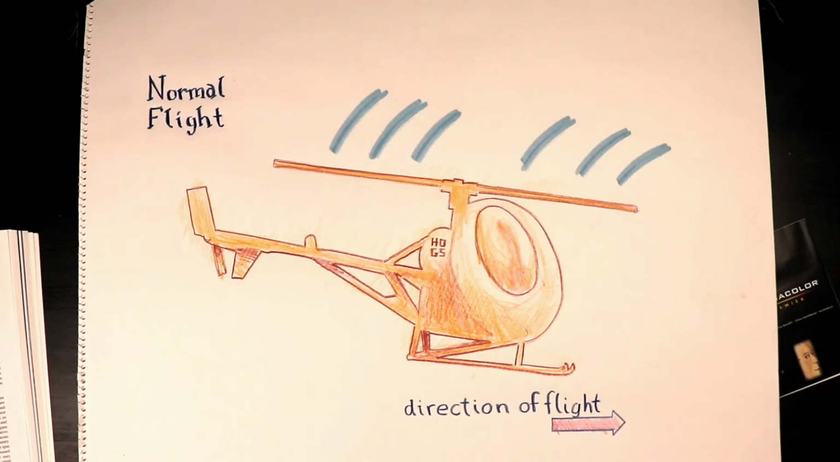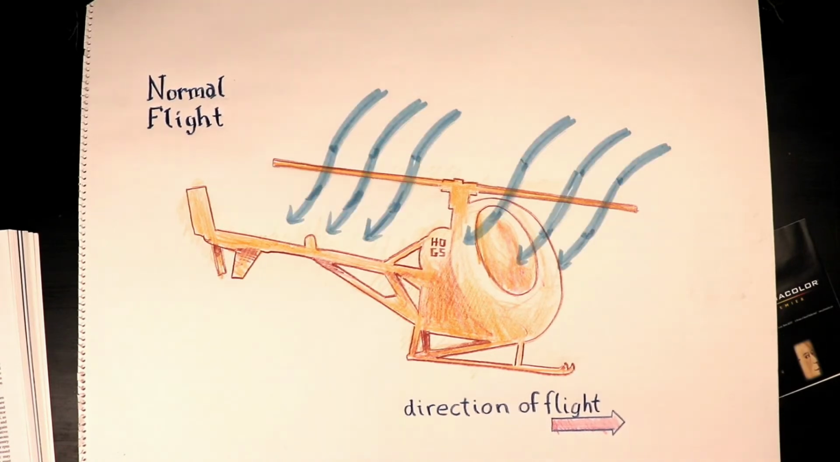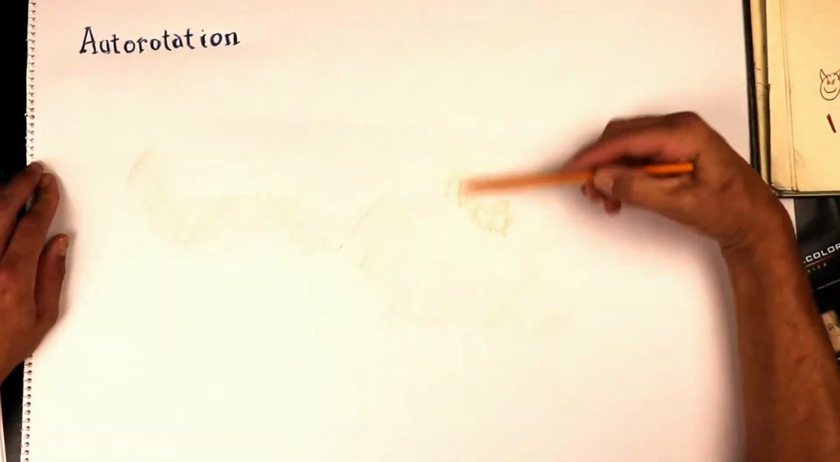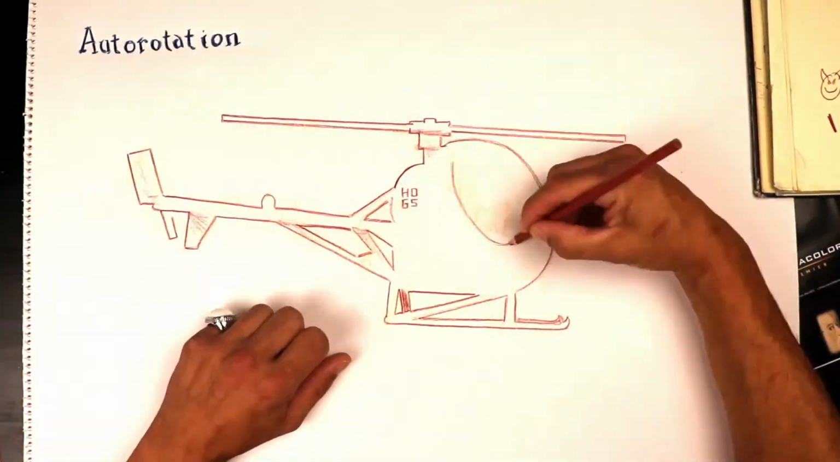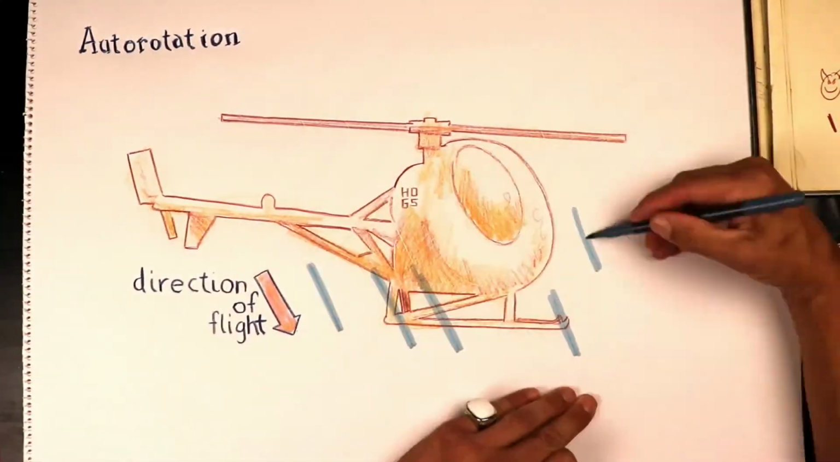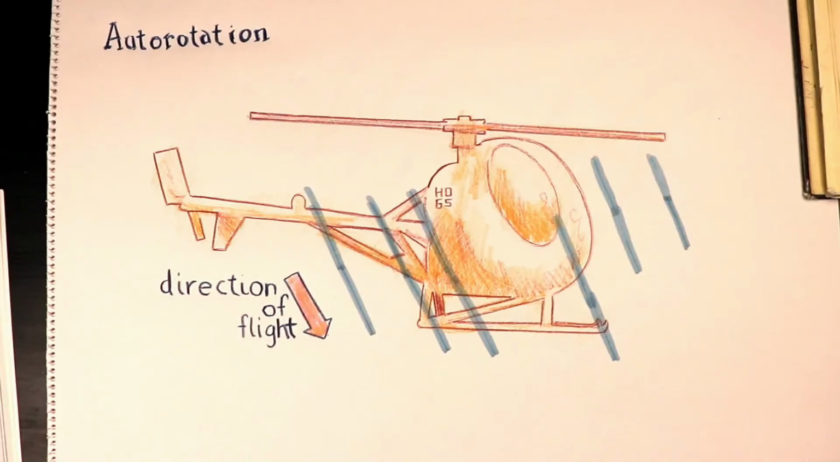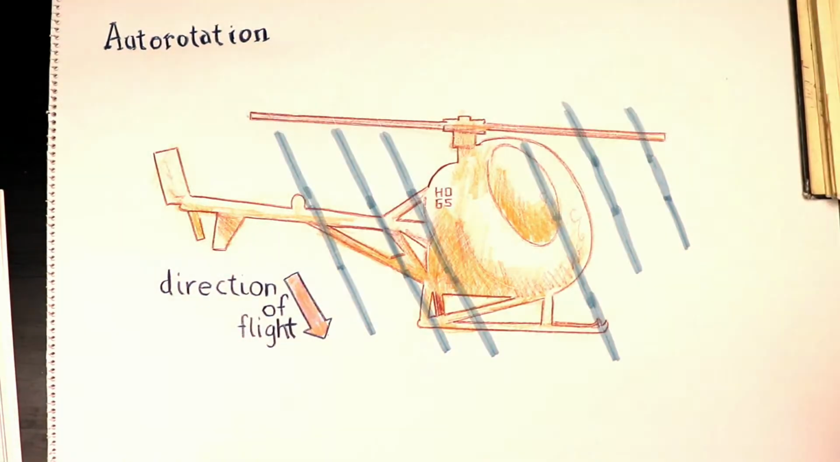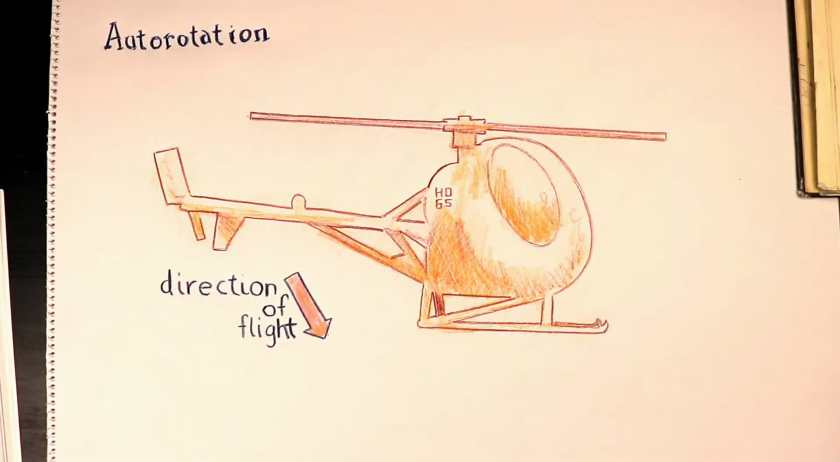That airflow is going to change when we go from forward flight to descending. The airflow is going to change and start going up through the rotor system, driving the rotor system. We've taken away the engine power. We start to descend, the upward airflow keeps the blades spinning, actually makes them speed up. So depending on what you're flying, you might be entering at 60 knots, 70 knots, depends on the aircraft.